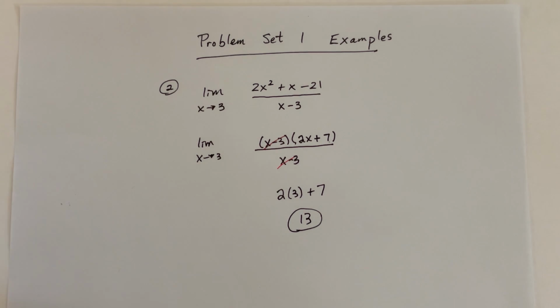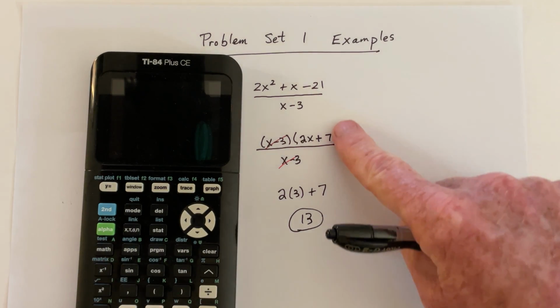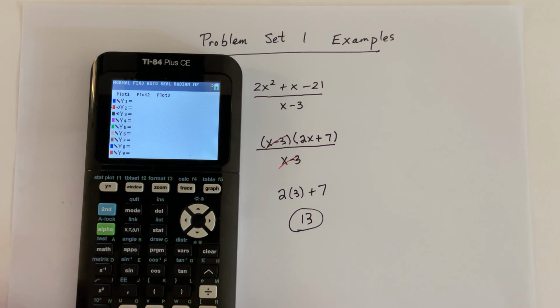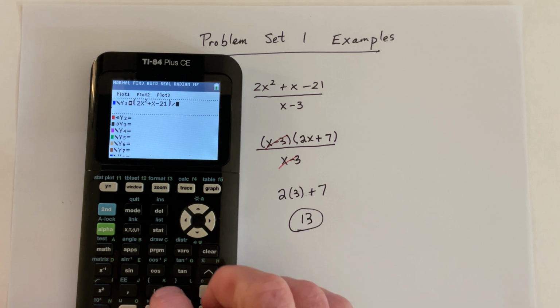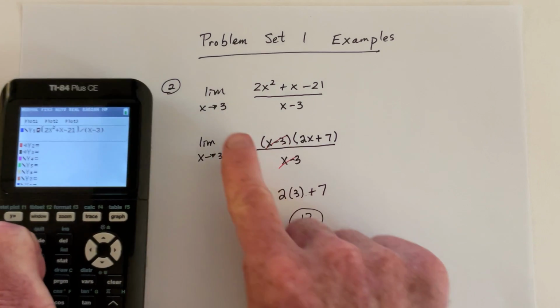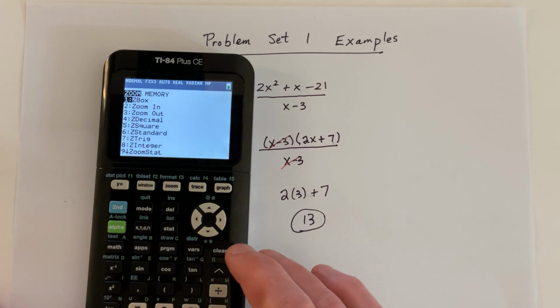And then just real quick, I can check the answer by using a calculator. Of course, the point is that you do show all of the work, but then you can use a calculator to check it. So if you were to go back to the original problem and say I've got a 2x squared plus x minus 21 that's divided by x minus 3. And then this was the limit as x approaches 3, so I need to see what's happening at 3.